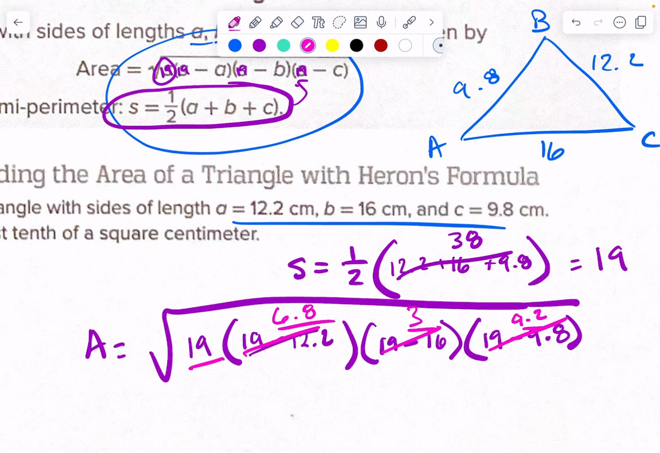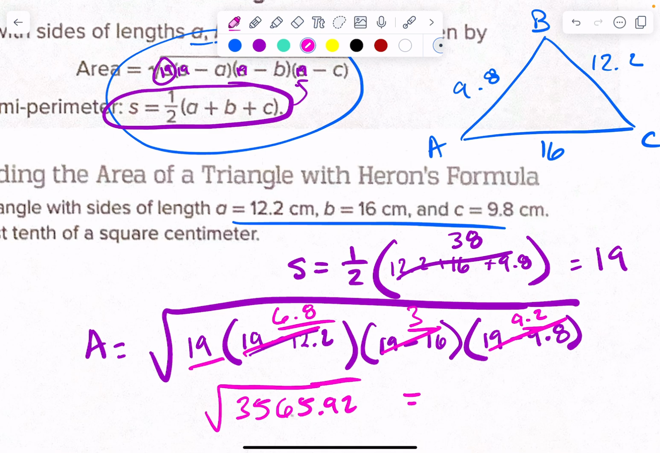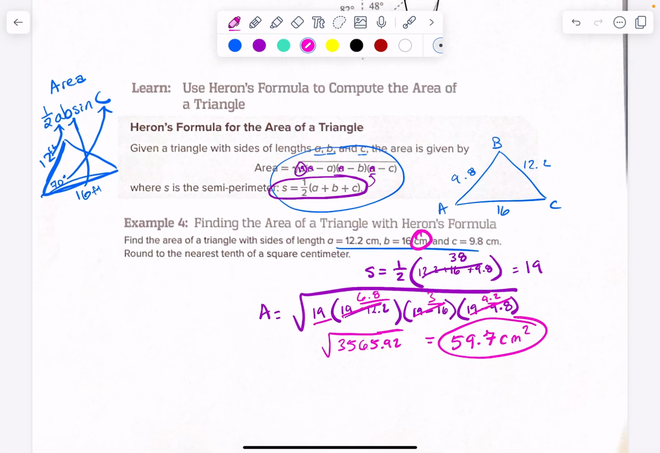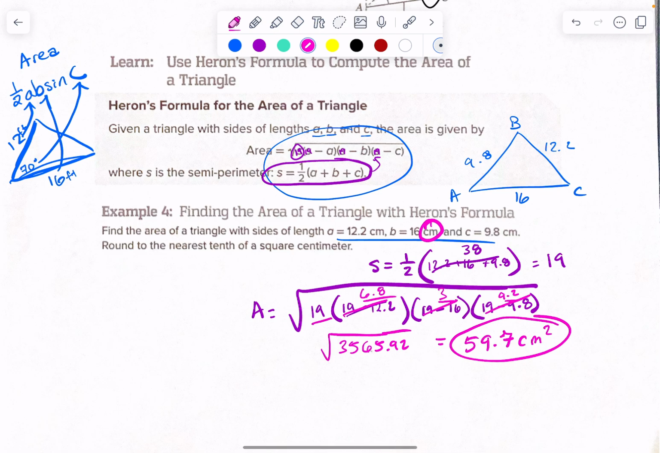So 19 times 6.8 times 3 times 9.2, and then I take the square root. That is the square root of like 3565.92, if you're wondering, and I get the square root as 59.7, and that is in centimeters squared. So that's another way. It's called Heron's formula because whoever came up with this had the last name of Heron, I guess. And that is how you find the area of a triangle with 3 sides instead of 2 sides and an angle like we did over here.